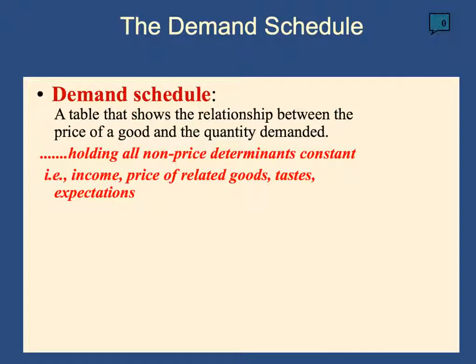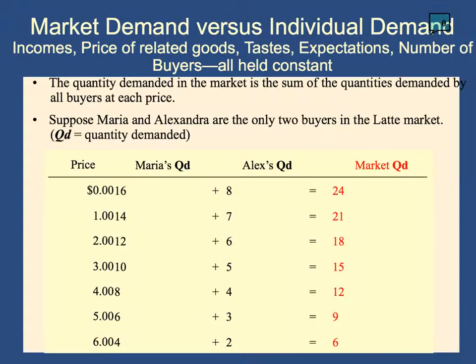That is just a table that shows the relationship between the price of a good and the quantity demanded, holding all non-price determinants constant. This is an example of a demand schedule. This over here is going to be the market demand schedule. As you can see, it just shows the relationship between the price and the quantity individuals are going to demand at that given price.